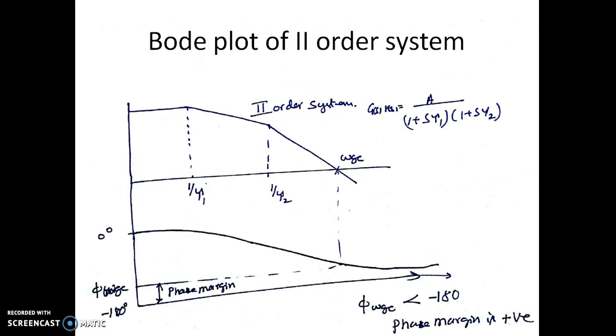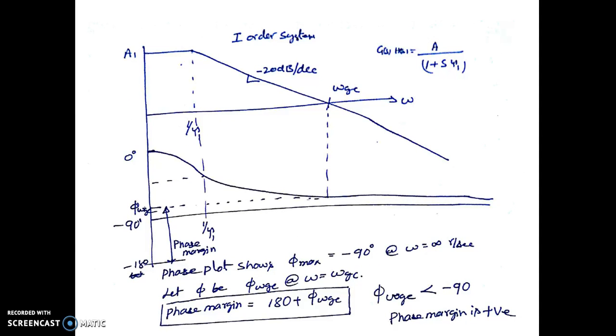We'll consider a second order system and try to find out its phase margin now. As we know in the previous case also, we have a minus 180 degree line here. How far away omega gc is from minus 180 degree corresponds to the phase margin. This is the minus 180 degree line and this is the actual point where the phase corresponding to omega gc is there. So this is called phase margin.